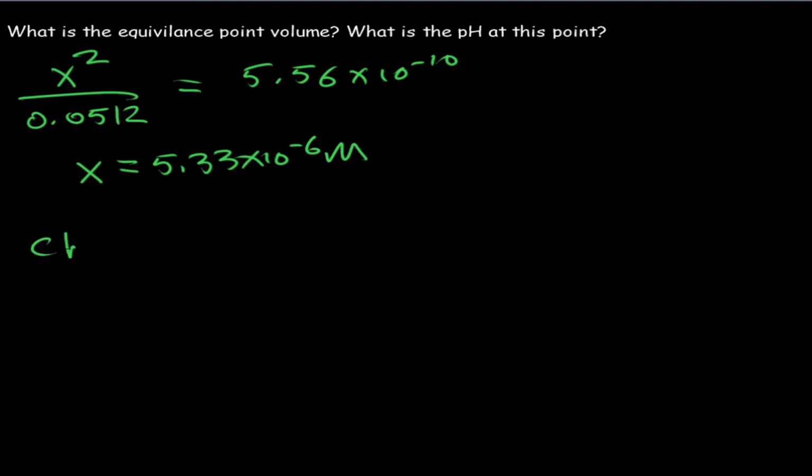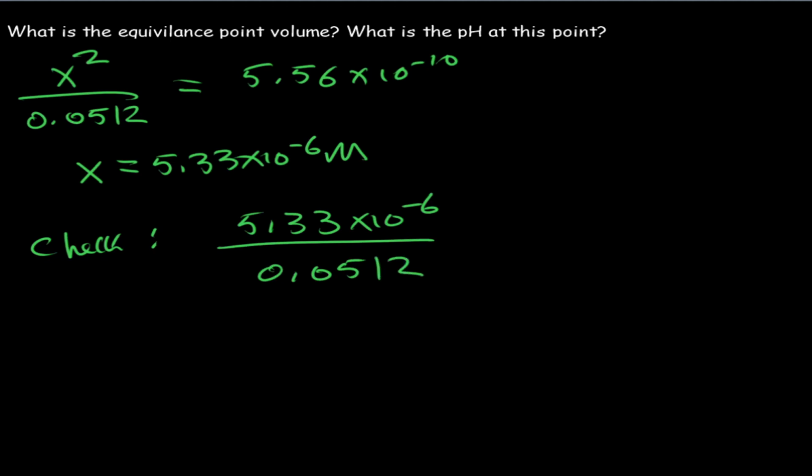Let's quickly check if we can assume that this value is correct. Do that by plugging our X value that we just solved for and dividing it by our initial concentration and multiplying it by 100%. And if this is greater than 1%, we reject, and if it's less than 1%, we accept it. And since it gives us a value of 0.01%, we can accept this value, and we can assume that we can ignore the value of X in our denominator.